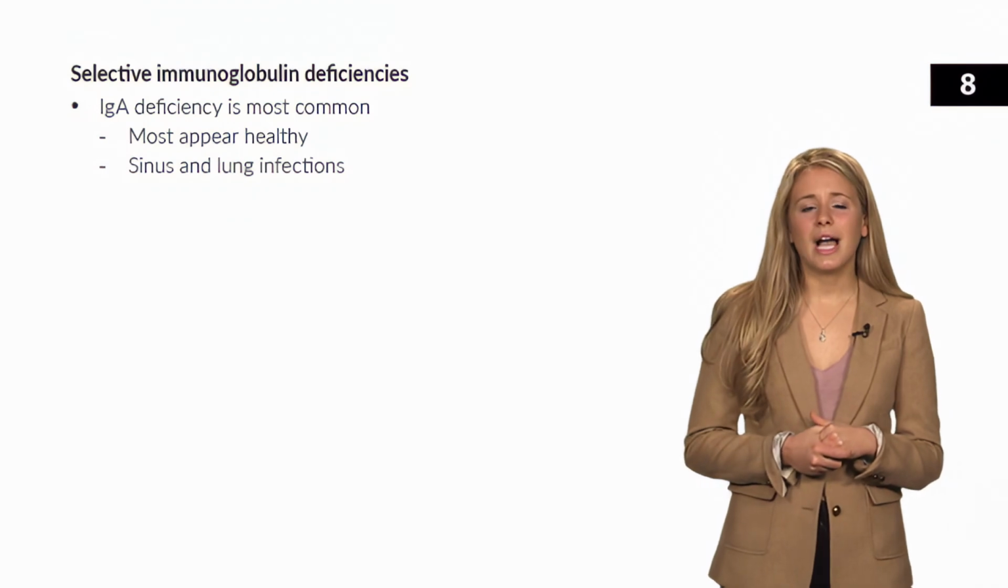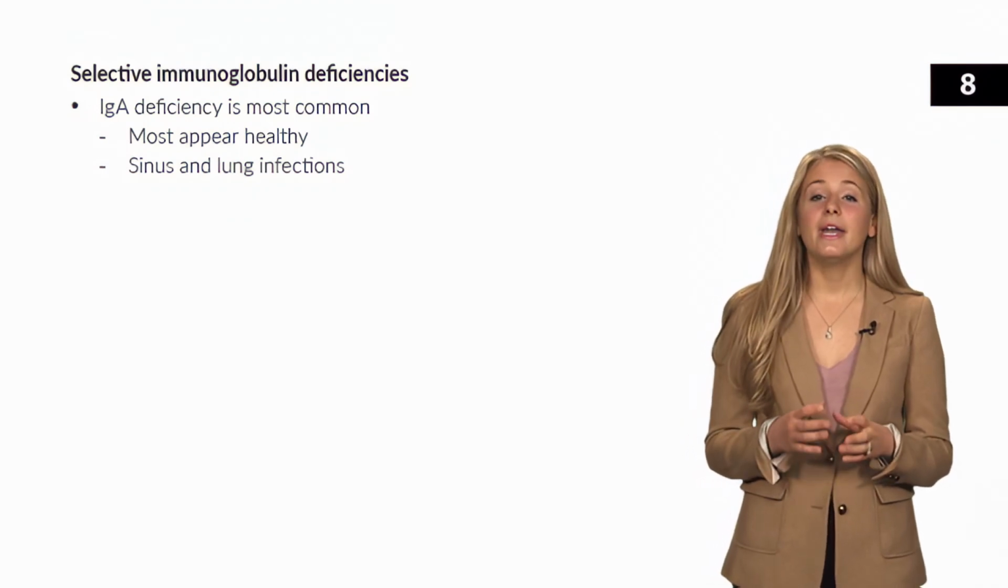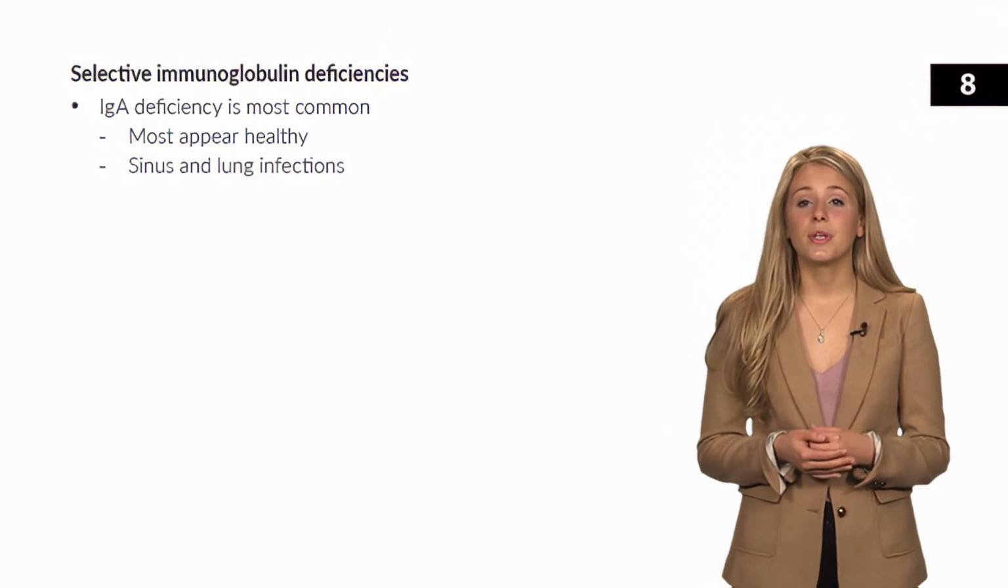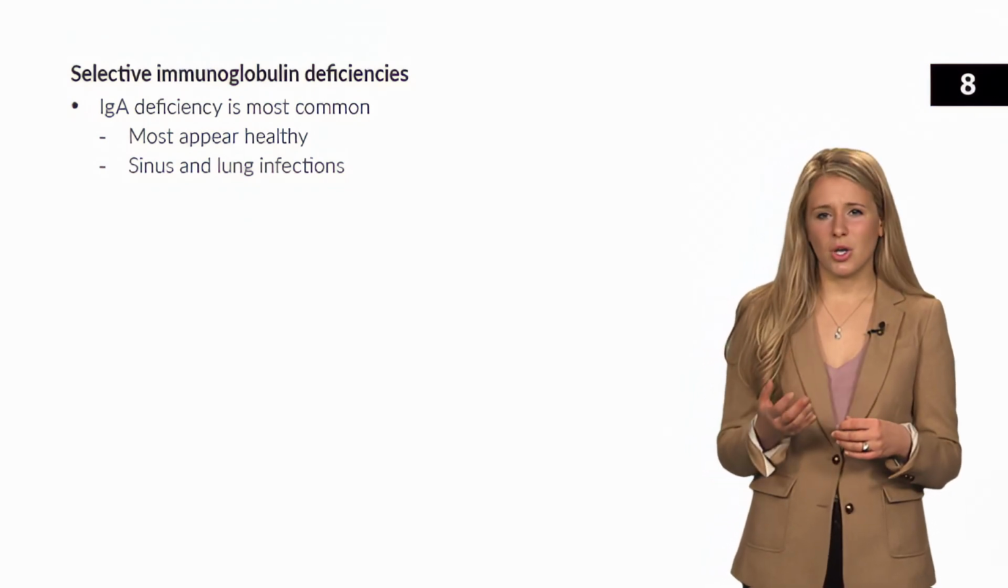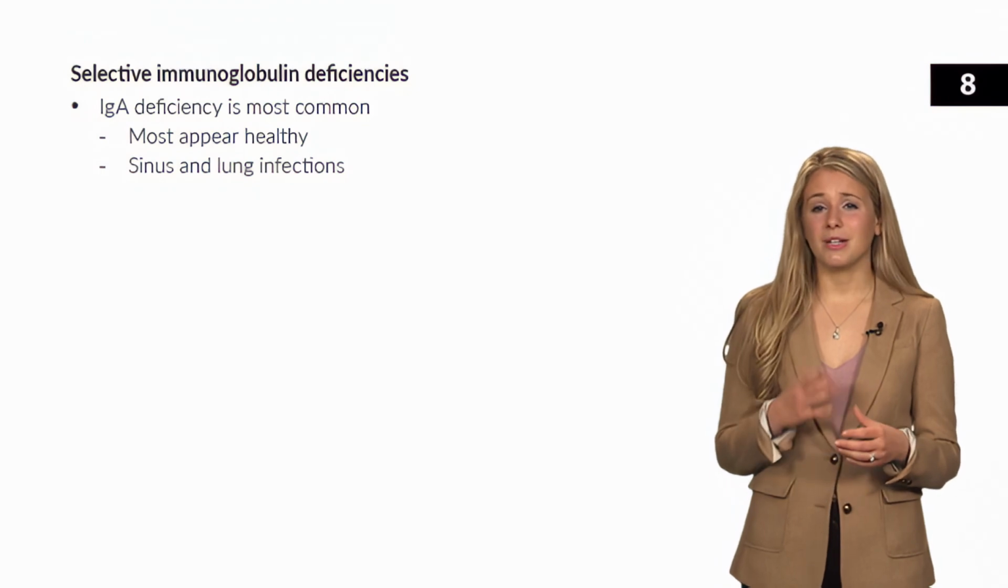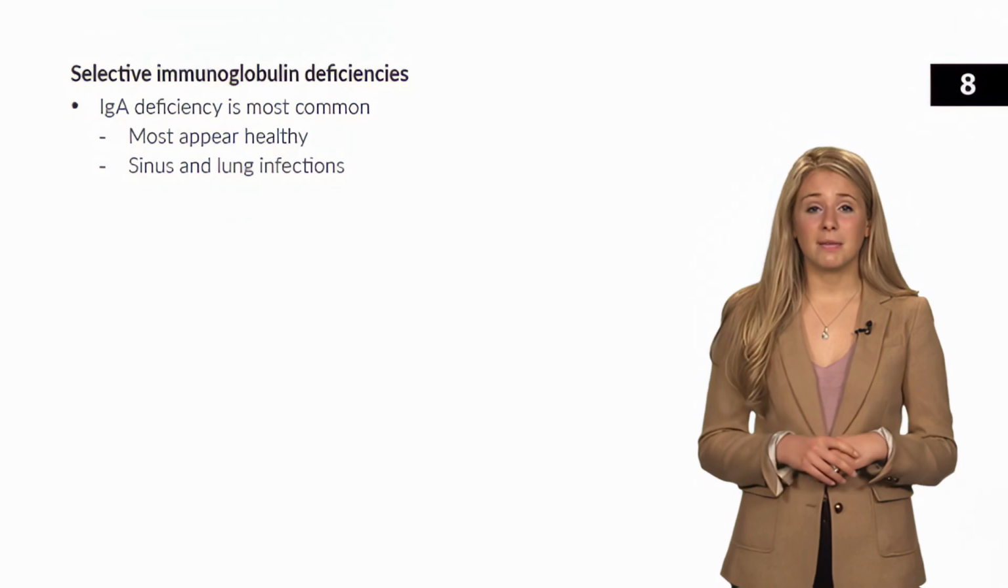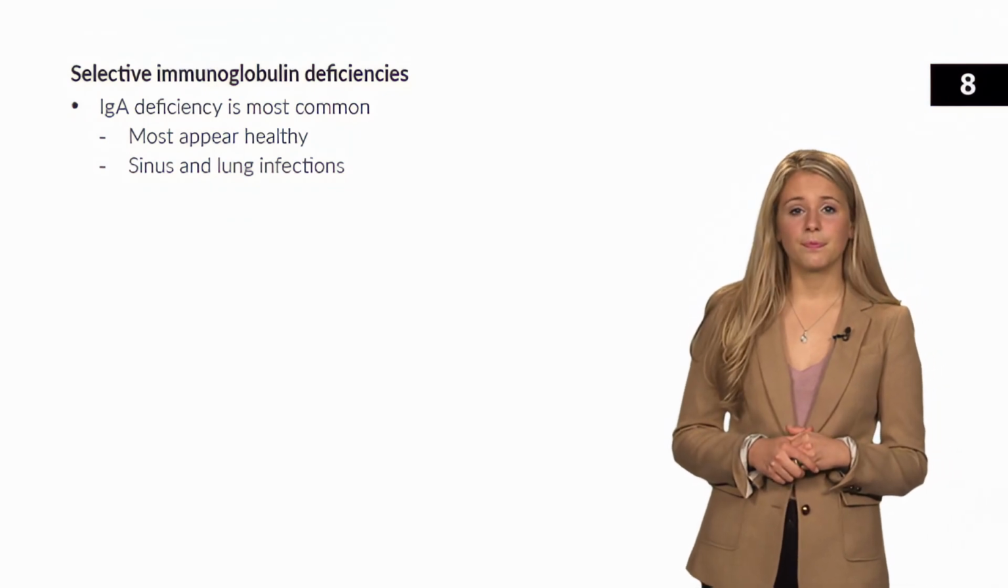Remember, secretory IgA is found in the mucus, and it's important for protecting the respiratory tract from invading pathogens. So, if they give you a young adult who gets sinusitis 3 or 4 times a year, has had several bouts of pneumonia, start thinking about IgA deficiency.